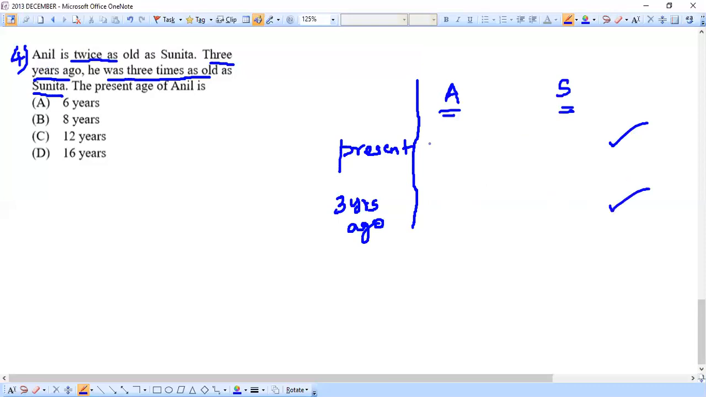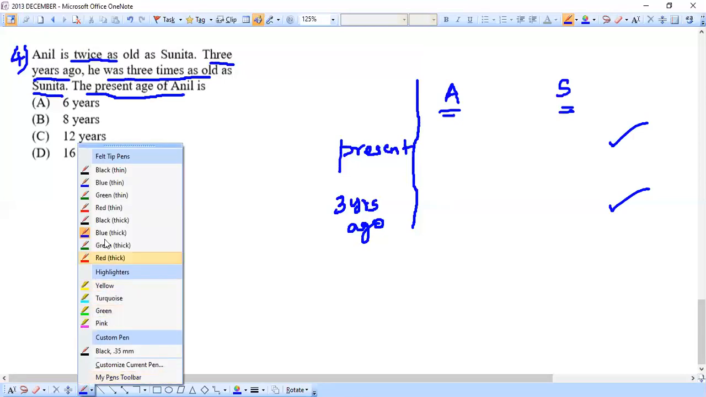At present, Anil's age is double Sunita's age. But the second condition says Anil's age is 3 times Sunita's age, and that was 3 years ago. This is all we have to understand. And all they are asking is, what is the present age of Anil? This is our question. So once again, let's use the options to get the answer.